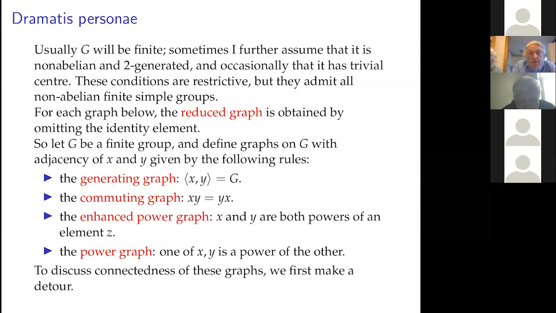One of the first questions you might ask about a graph is: is it connected? Apart from the generating graph, in all of these cases, you can see that the identity is joined to every element in the group. It commutes with every element in the group. The identity is a power of any element. So the question of connectedness is not interesting if the identity is in there, at least for these three. That's the reason for leaving it out, to make the question non-trivial.